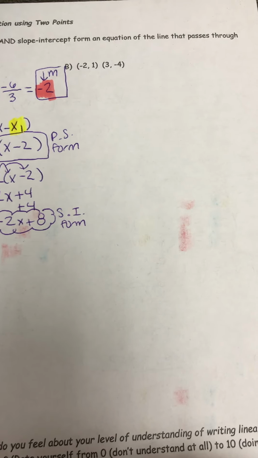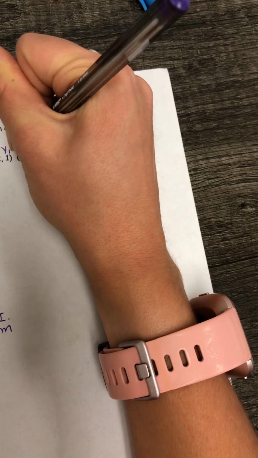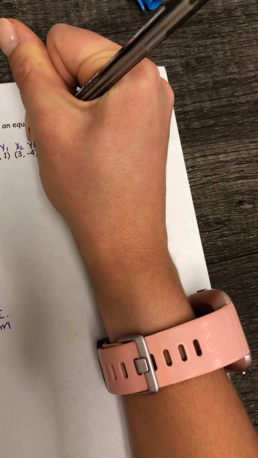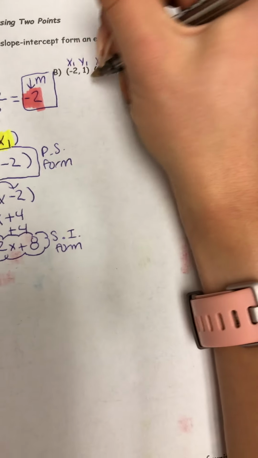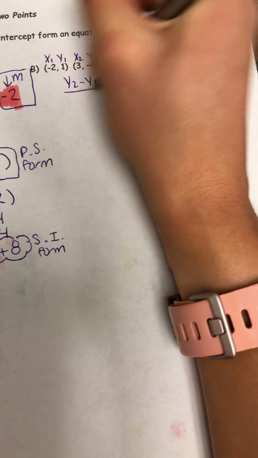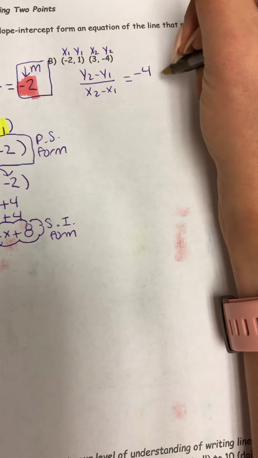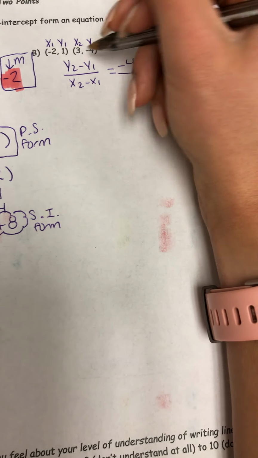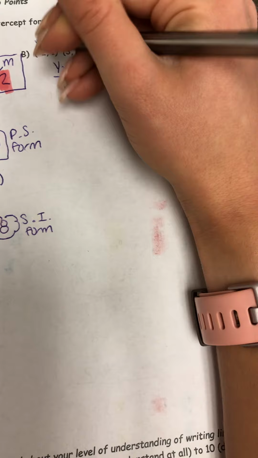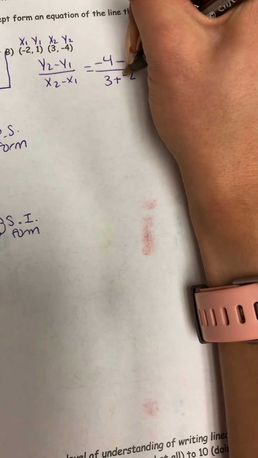B, -2, 1, x1, y1, x2, y2. I have to find my slope first. So I have y2 minus y1 over x2 minus x1. y2 is -4, y1 is 1, so I have -4 minus 1. x2 is 3, x1 is -2. I am subtracting a negative, which becomes adding.